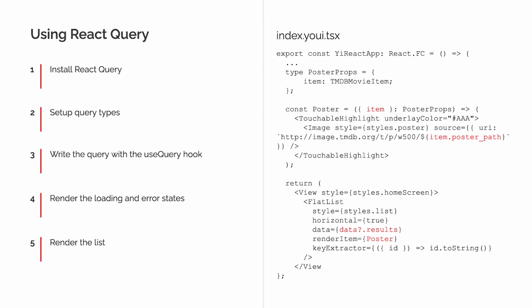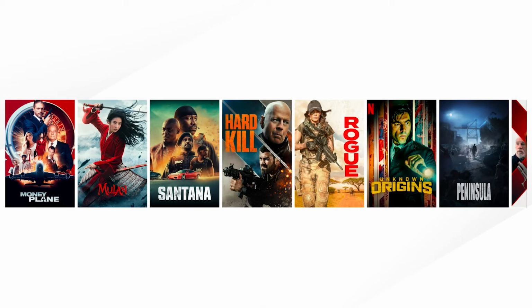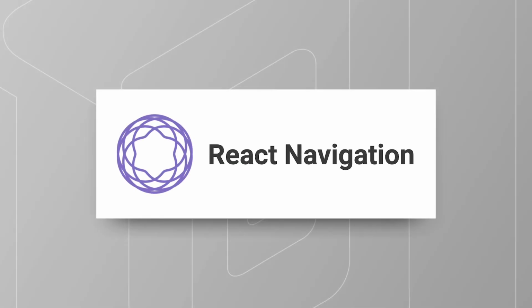The poster has been turned into a subcomponent, as we'll be adding to it in the next section. The data prop for the list pulls directly from the data member coming from the hook. And with that, we have our list of posters coming from a REST API using React Query. Let's finish things off by looking at React Navigation, the leading community package for navigating between screens in React Native.